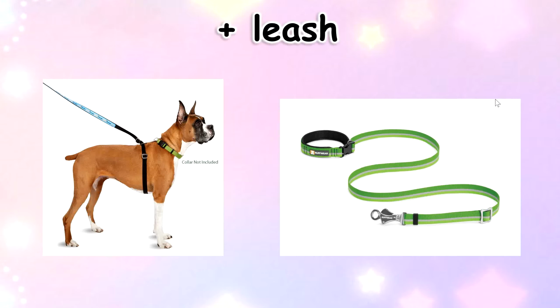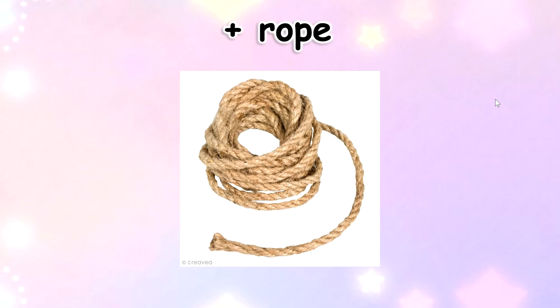And this is called leash. So what is the leash? The leash is like a rope, mainly used to tie animals like a dog. Leash. And this is a rope. Rope.